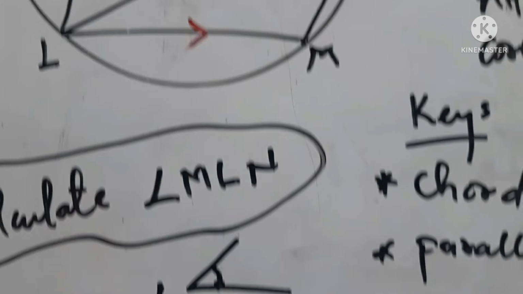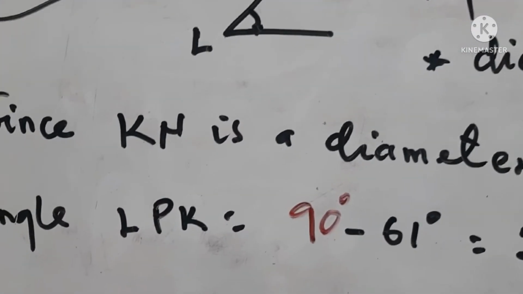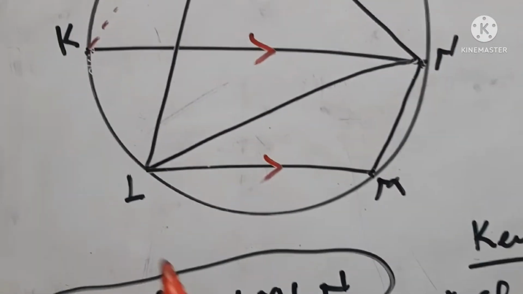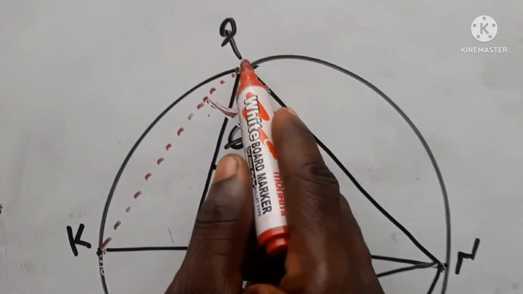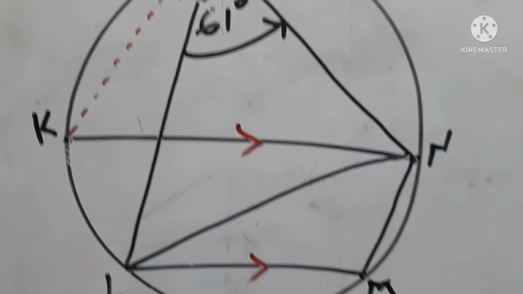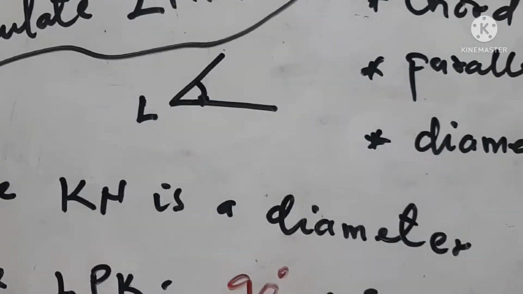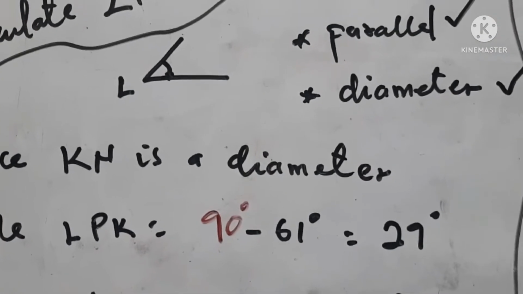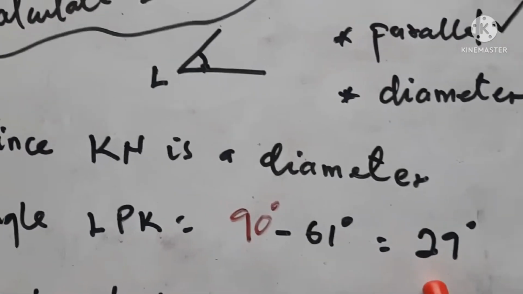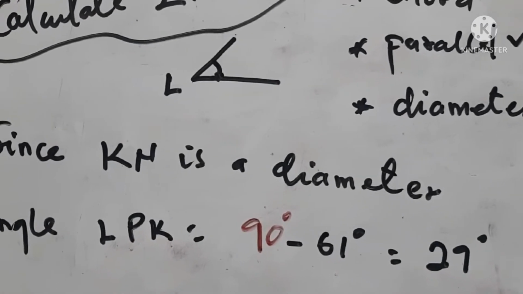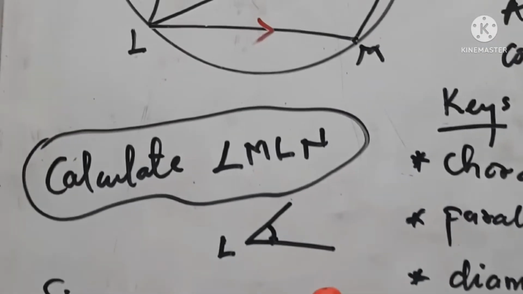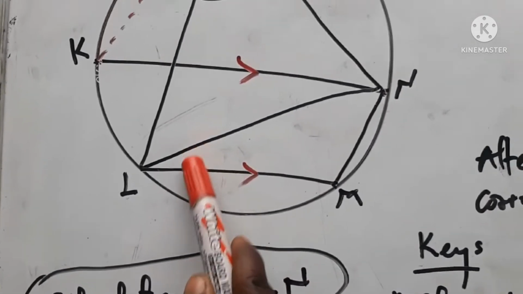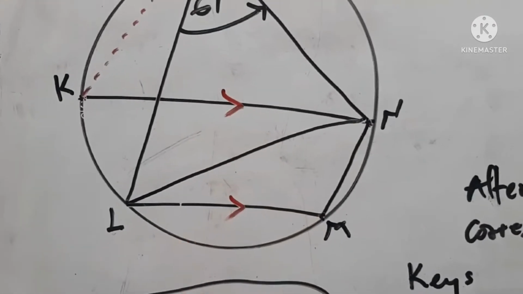This is how simple you have to solve this problem. So the angle LPK is what we are going to look for. That will give us 90 minus 61, which will be 29. Is that okay? So this angle will be 29. The question is why are we solving that angle here? Because we have been asked to calculate angle MLN, this angle. So how to get there is exactly what you are doing here.